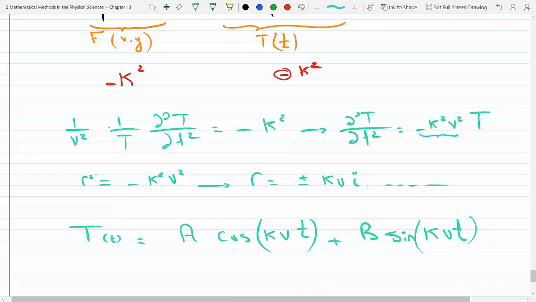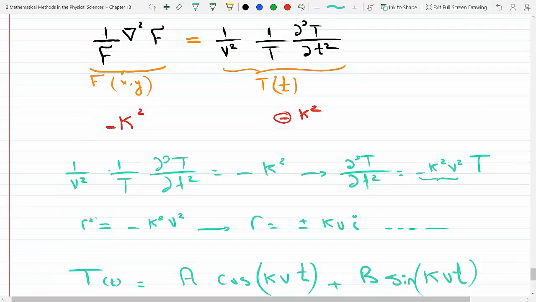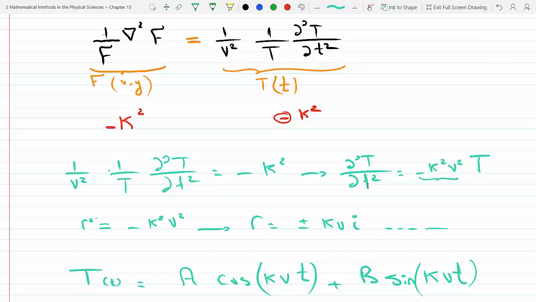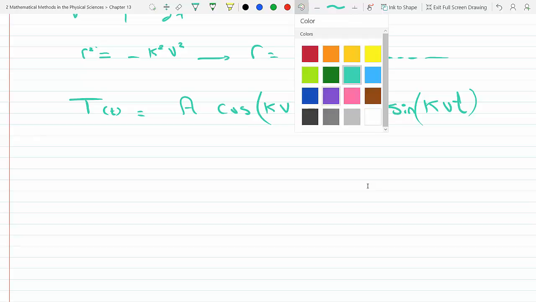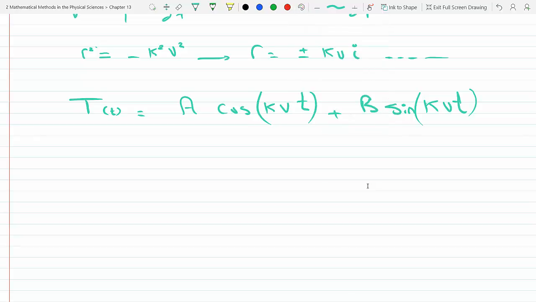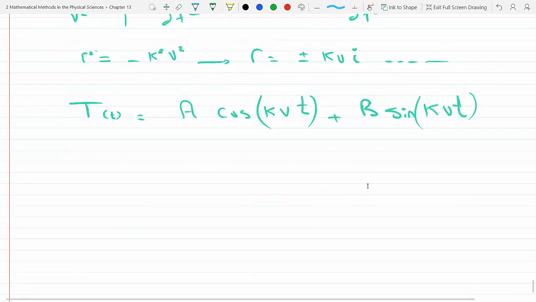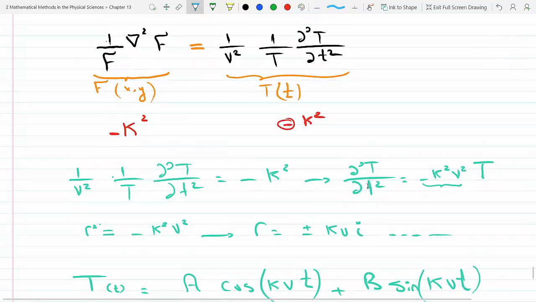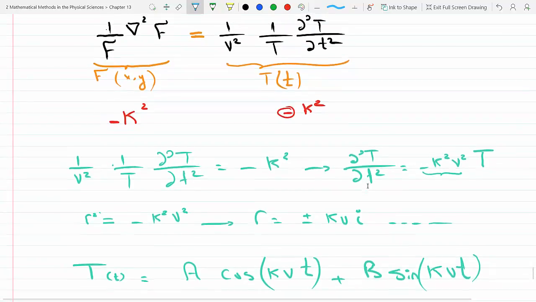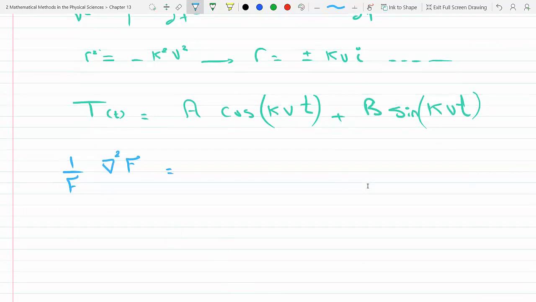Okay, so now you solved for the t equation. Now let's solve the f equation, which depends on x and y. So now I'm going to go to the left hand side, and I know that the left hand side will also have to equal minus k squared. Using a different color, let's write down 1 over f del Laplacian f equals minus k squared.